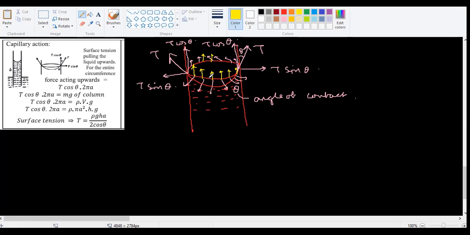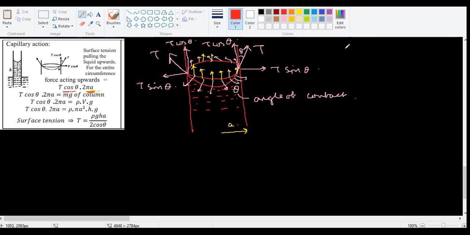So what I'm going to do here is, I know the length of this. If I know the radius of this burette, this glass tube, I've taken it as A, which means the circumference of this circle will be 2 pi A. So listen carefully. T cos theta is the force, so I'm multiplying it with the length. Why would I do that?